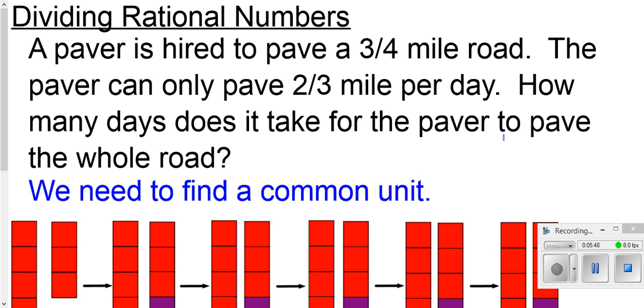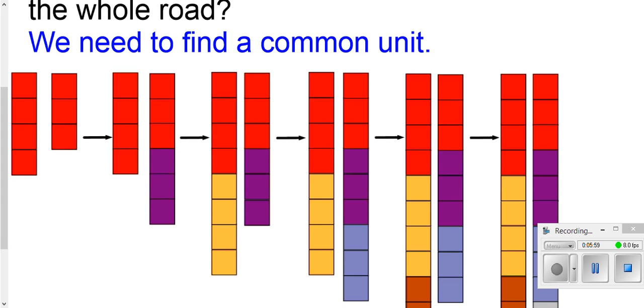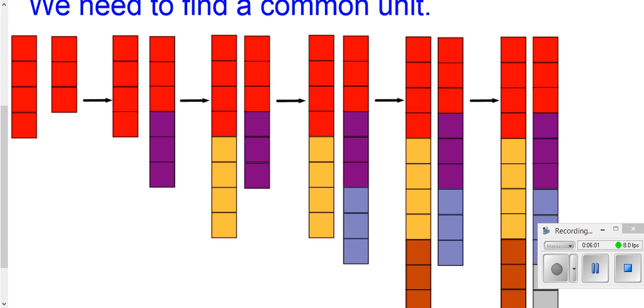Same idea here. 3/4 of a mile road divided by 2/3 of a mile per day, and how many days does it take? Well, once again, the first thing you have to do is find that common unit. So all I did was just start stacking blocks. The 3 is shorter than the 4, so I'm going to stack another 3. But you'll see the 4 is now shorter than the one on the right, so I got to stack that.